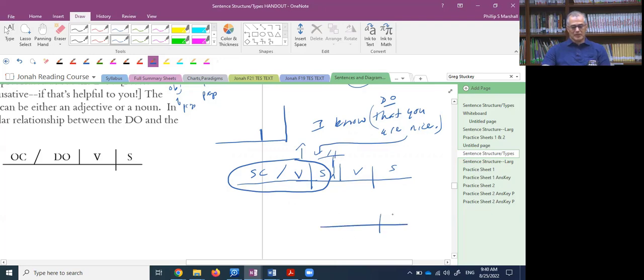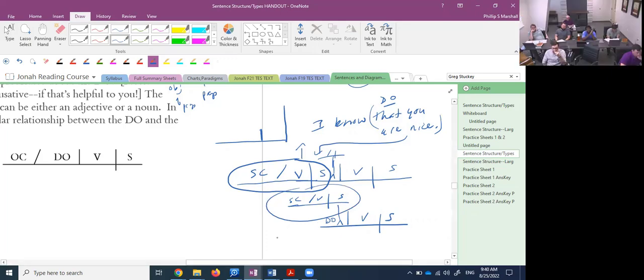Or to maybe rewrite it: subject, verb, and then the direct object is a whole clause that has its own internal structure, right? Subject, verb, subject, complement. I know something. I know what? I know the clause content there. Good? That's great.